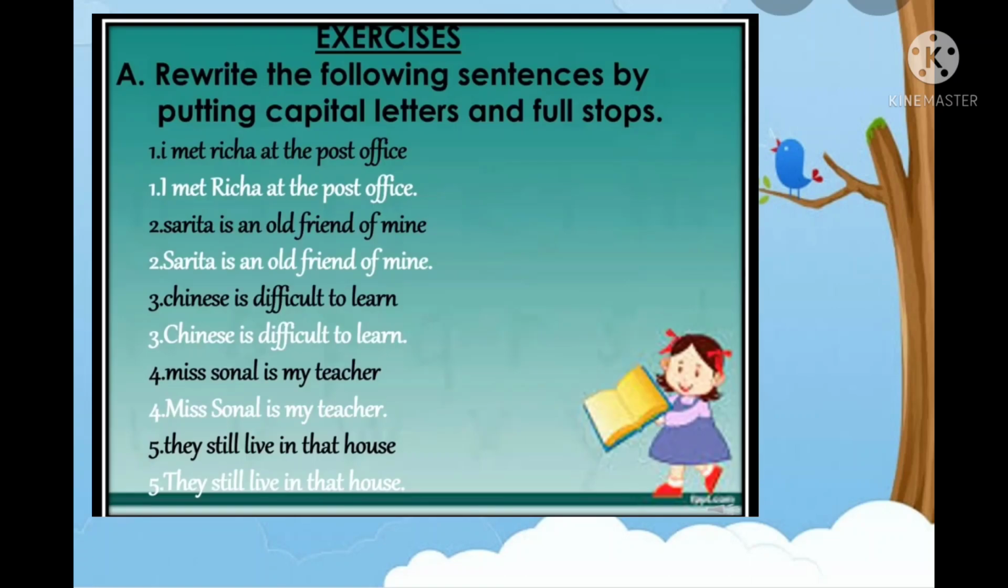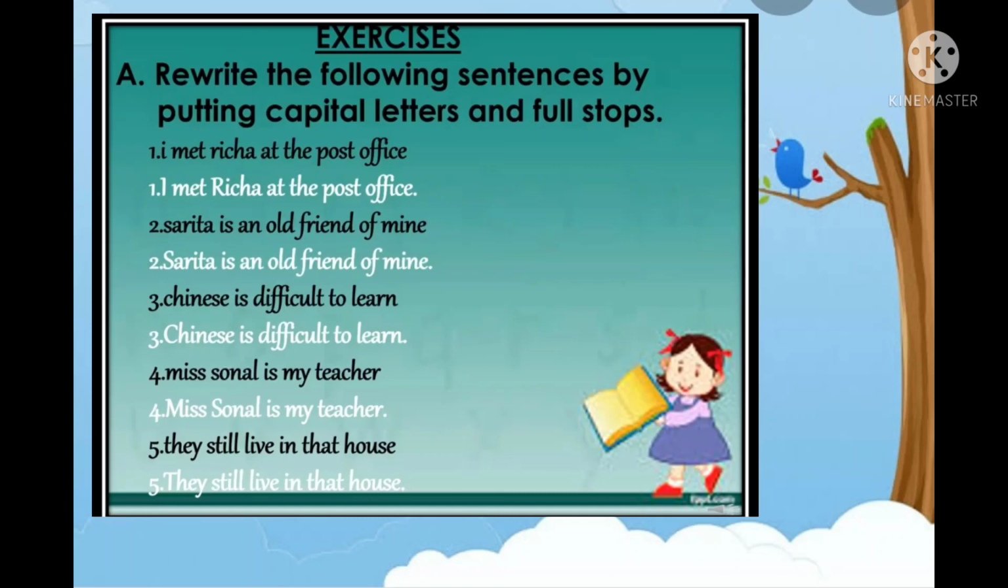Let's start exercise now. Rewrite the following sentences by putting capital letter and full stops. I met Richa at the post office. So kids, I will be written in capital letter as the beginning word of the sentence always starts with the capital letter and it ends with the full stop. Here the word Richa is also beginning with the capital letter because it is a proper noun.